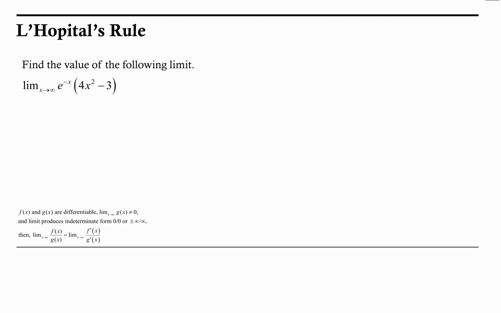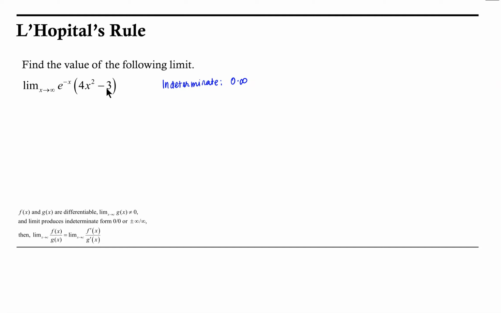Welcome. Let's take a look at finding the limit as x approaches infinity of e to the negative x times 4x squared minus 3. Now, if we attempt to find this limit, as x goes to infinity, e to the negative x approaches 0. And as x approaches infinity, 4x squared minus 3 approaches infinity. So we have an indeterminate form, but our indeterminate form is of the form 0 times infinity.